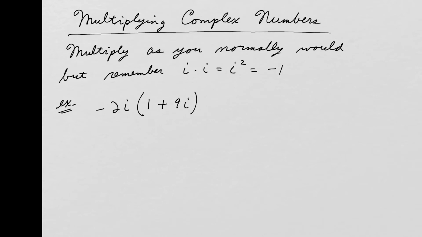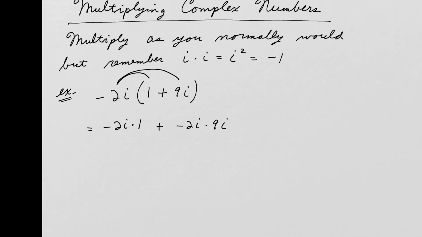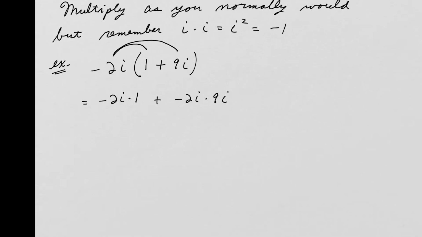Okay, so how would we normally do this? Well, we would distribute in the negative 2i, right? So I have negative 2i times 1, and then negative 2i times 9i. Well, I'll do it in pieces. So negative 2i times 1, and then plus negative 2i times 9i. Well, negative 2i times 1 is just negative 2i. Right? That doesn't change.